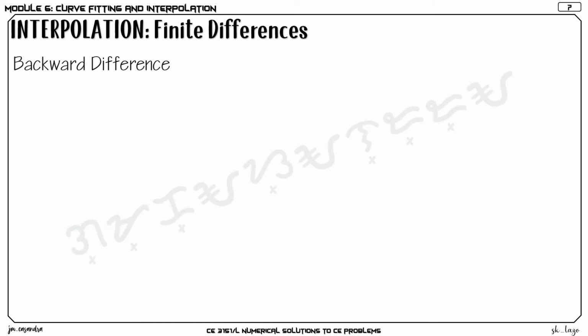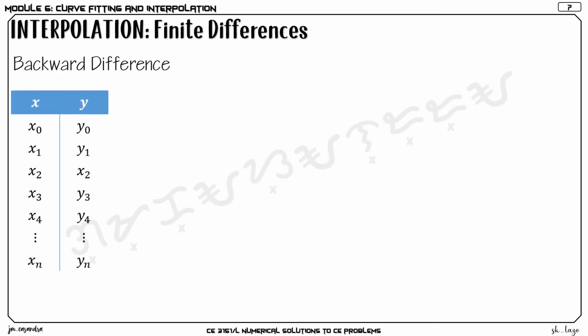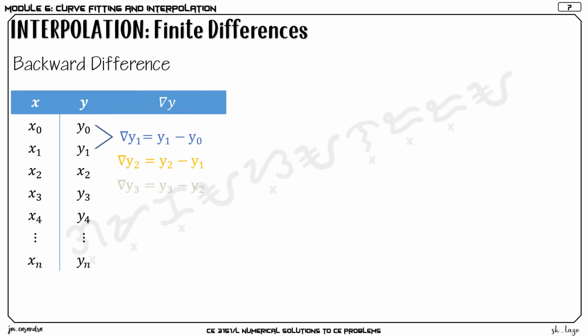In tabular form, we could now write or solve for the backward difference. Given now the values of x and y, we can solve for nabla y1 as y1 minus y sub 0. Nabla y2 is equal to y2 minus y1. And we have nabla y3 is equal to y3 minus y2. And nabla y4 is equal to y4 minus y3.